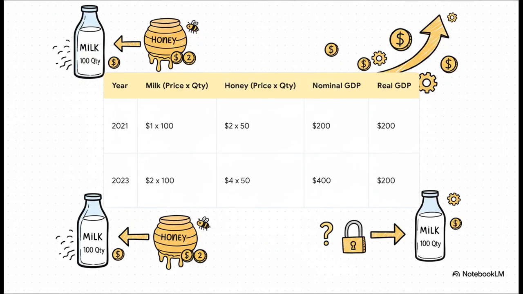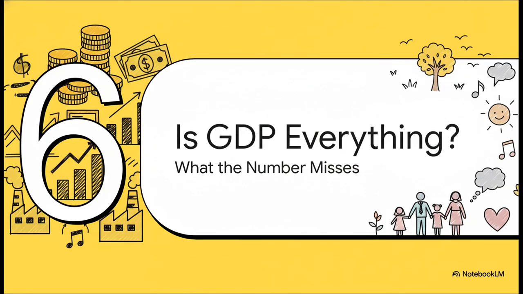Let's make this crystal clear with a super simple economy. In 2021, they make 100 milks at $1 each and 50 honeys at $2 each. Total GDP, $200. Now fast forward to 2023. Look what happened. The prices for both milk and honey have doubled, but the amount they're producing is exactly the same. Nominal GDP skyrockets to $400. It looks like the economy is twice as big, but real GDP, which still uses those 2021 prices, is still $200. It tells the true story. No actual growth happened.